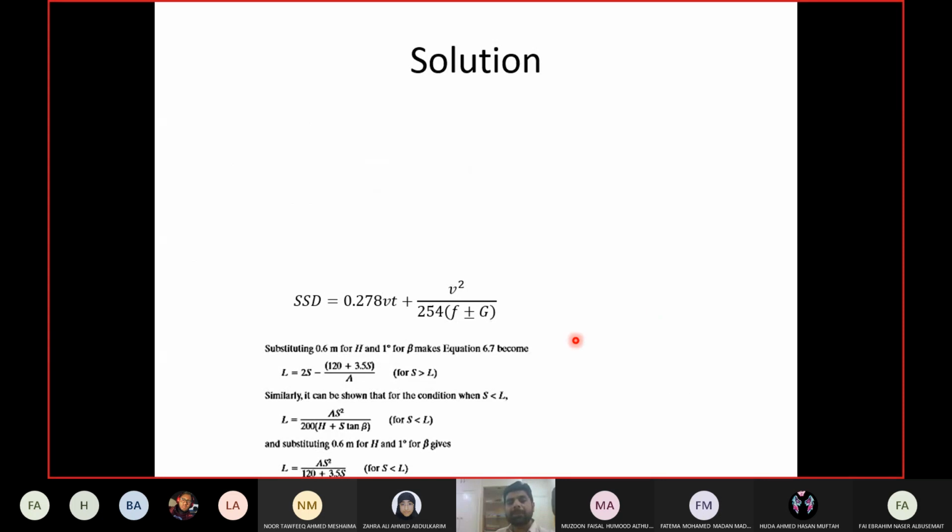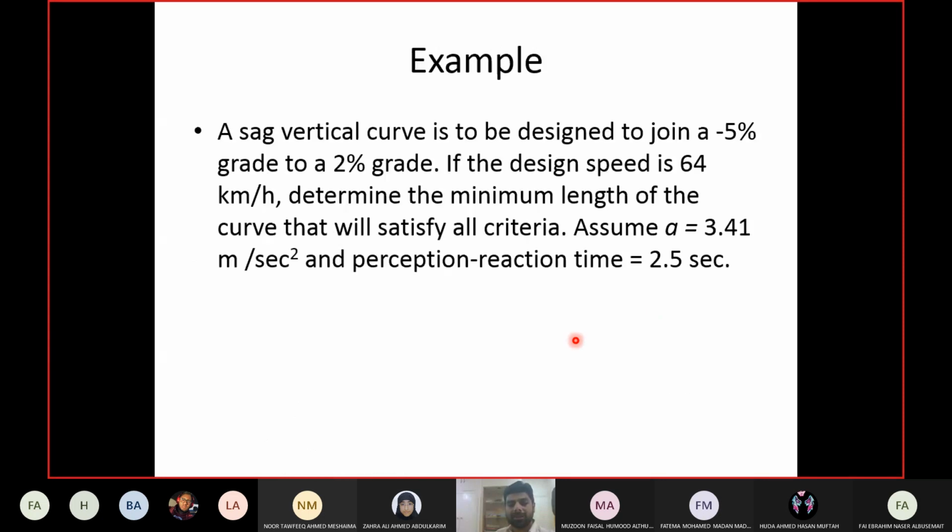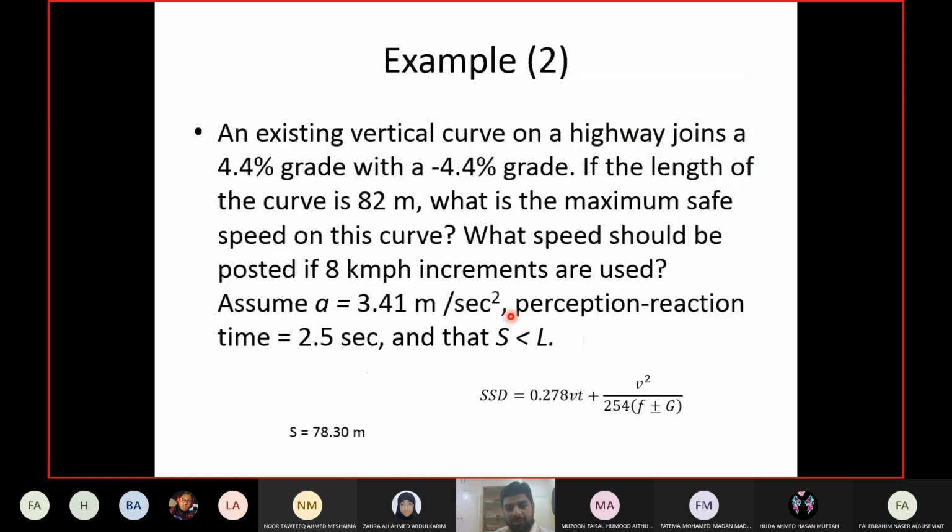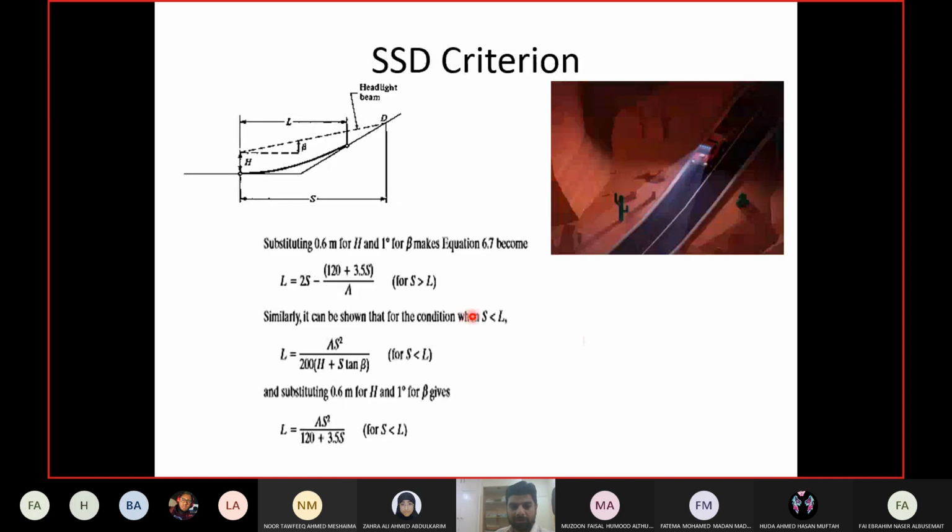Now, I was saying in the previous crest curve questions, the scenario was given in the question, S is less than L. In both the questions, the scenario was given. Here, the scenario is not given. So which one should I use? Should I use S greater than L or S less than L? It's not given. So I will try both, and I will calculate the length using both criteria.